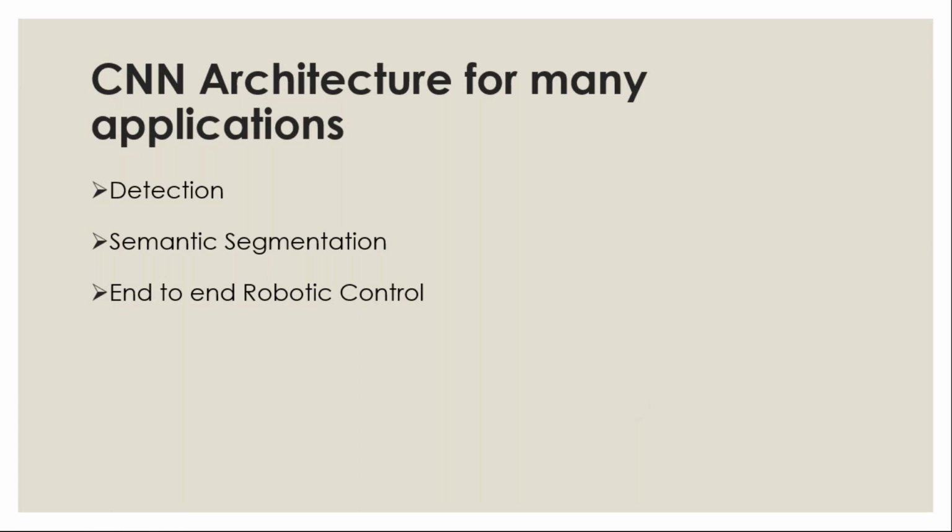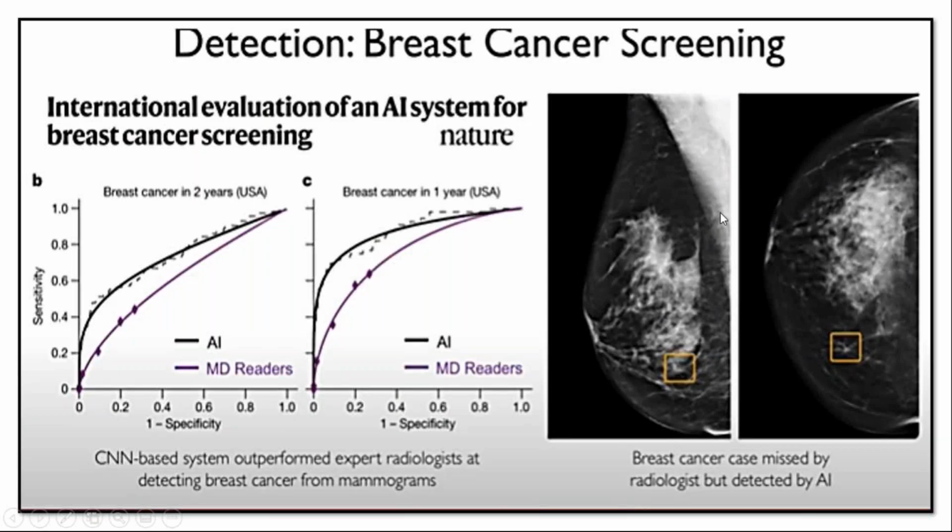Now come to the applications. What are the different applications where you use CNN in real-time data? See here, the breast cancer case. This case was missed by some radiologist in a mammogram picture, but the CNN network detected the minute part of the cancer in the breast. This is one example in a real-time situation.